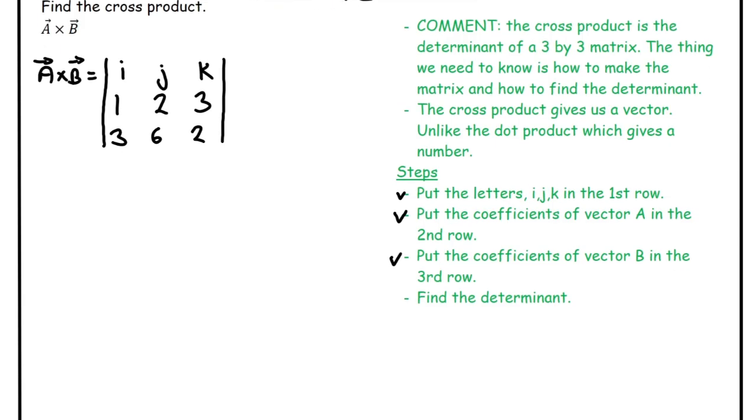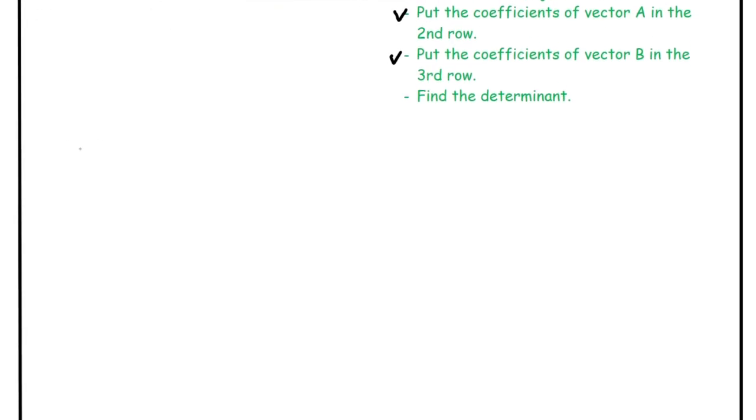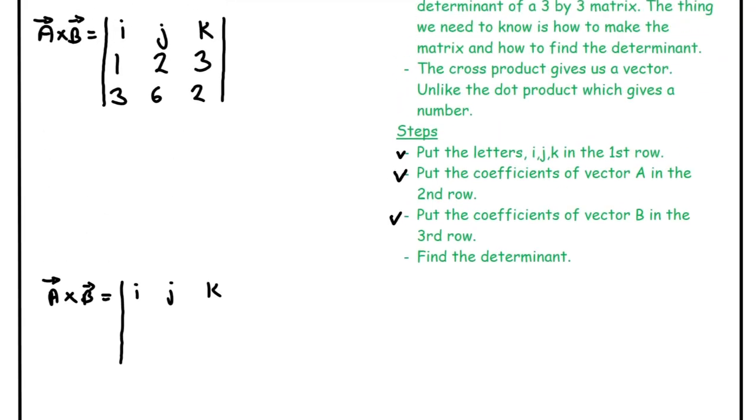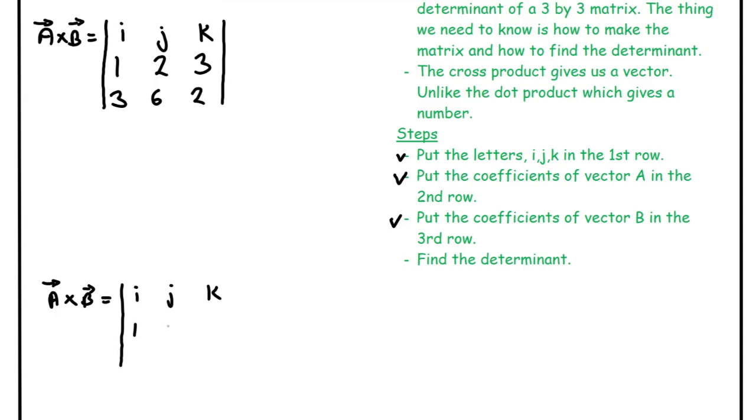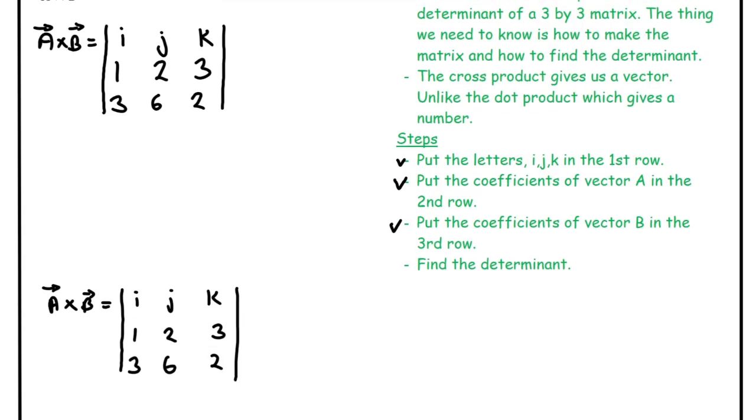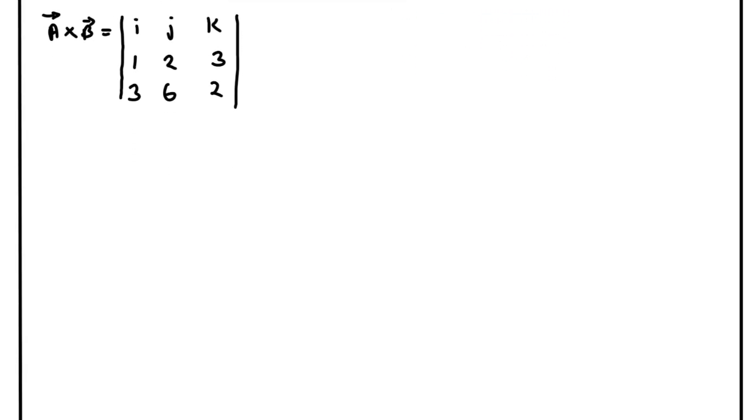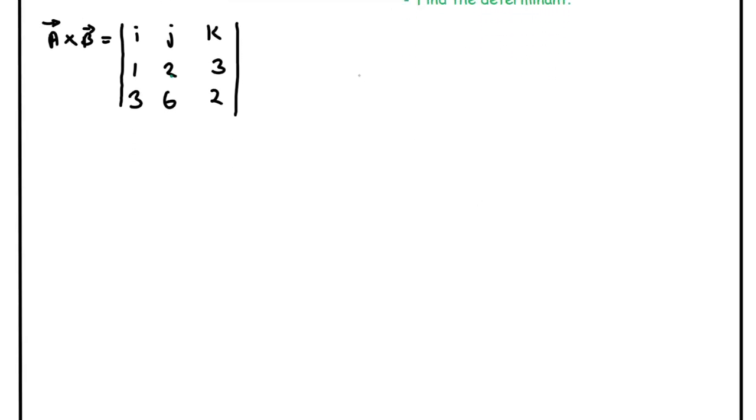Now, let's put our matrix here. So A times B is equal to, our matrix has I, J, K. Then the numbers are 1, 2, 3. Then 3, 6, 2. Okay. The last step is to find the determinant of this matrix. So here's how we find the determinant of this matrix.